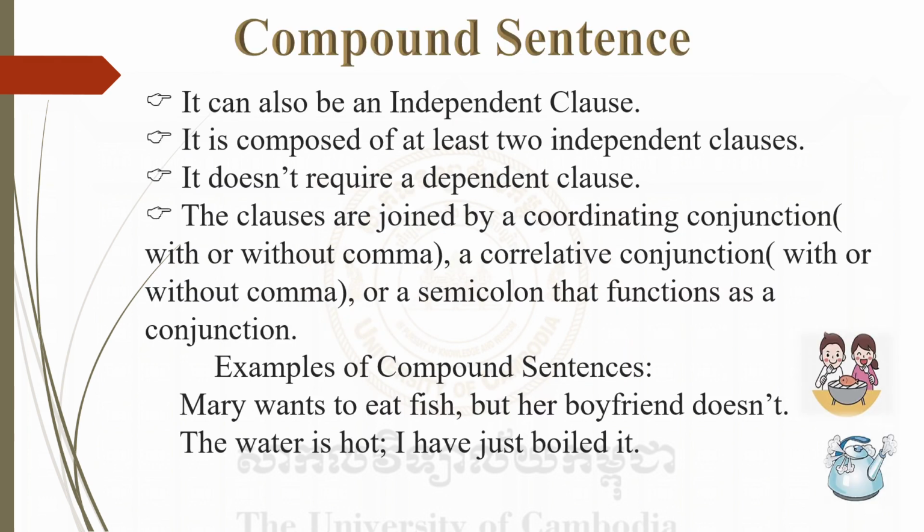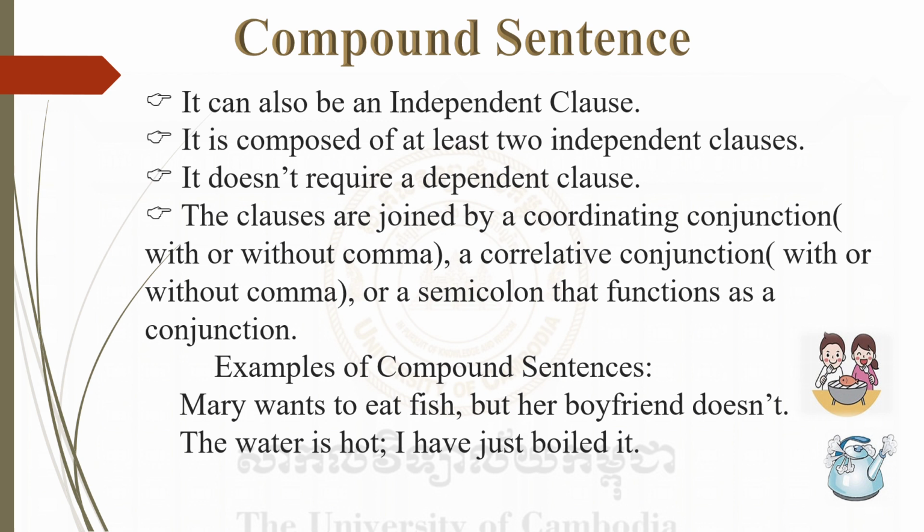Now move to compound sentence. What is a compound sentence? A compound sentence can also be an independent clause too. It is composed of at least two independent clauses. It doesn't require a dependent clause. The clauses are joined by a coordinating conjunction with or without a comma, a correlative conjunction with or without a comma. We can use a comma or we don't use it. It doesn't matter. Or a semicolon that functions as a conjunction.